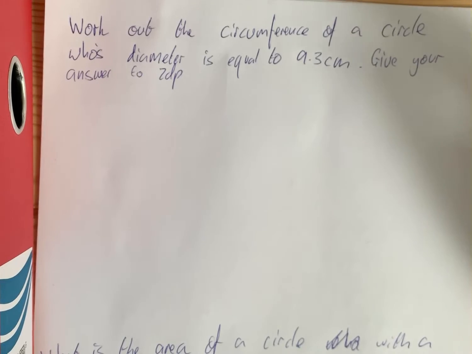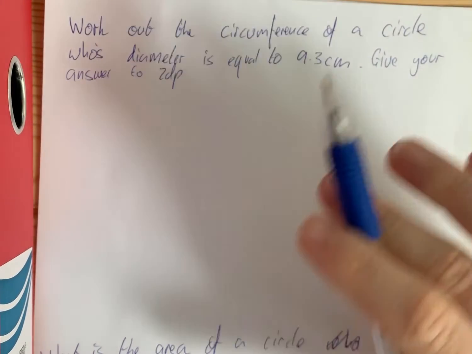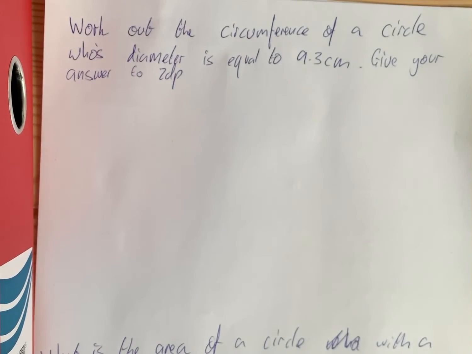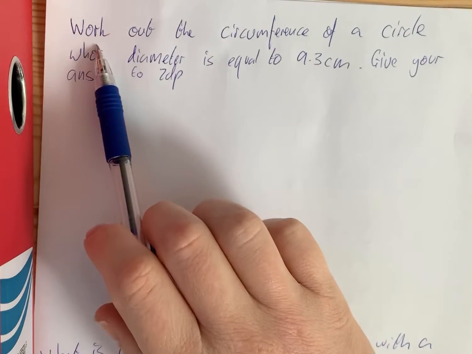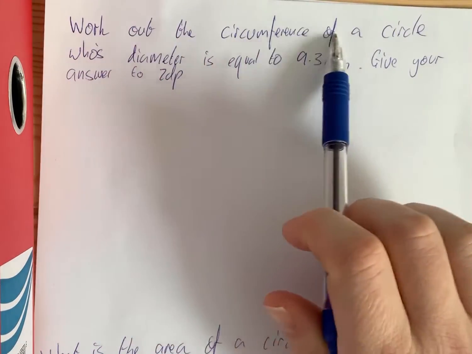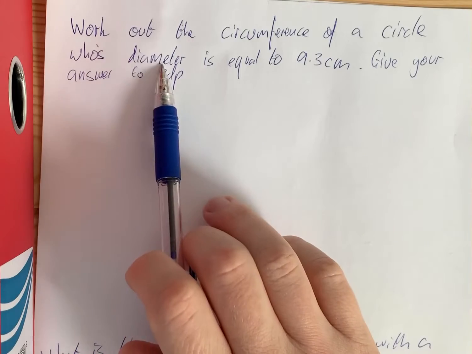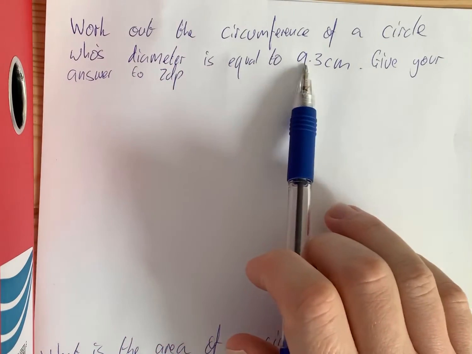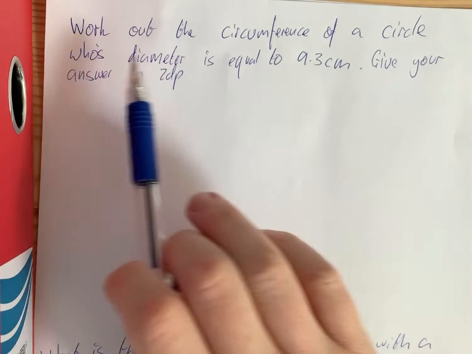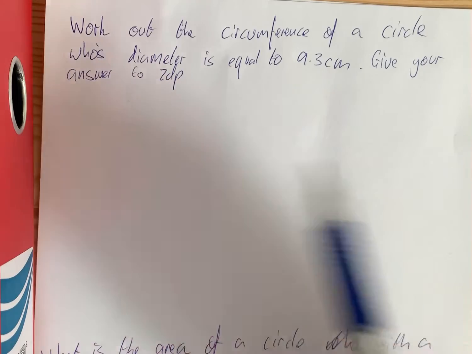Sort of worst questions done on the circles work last week, and just give you guys a few pointers on how we could improve. The first one says, work out the circumference of a circle whose diameter is equal to 9.3 centimeters. Give your answer to 2 decimal places.